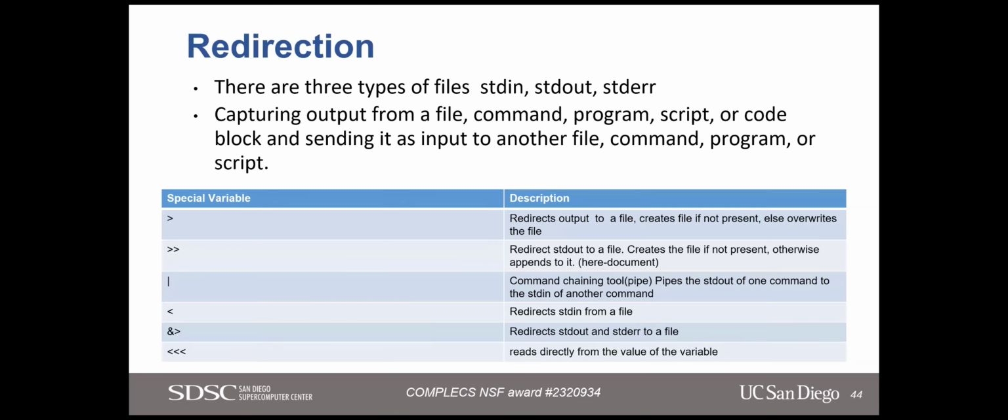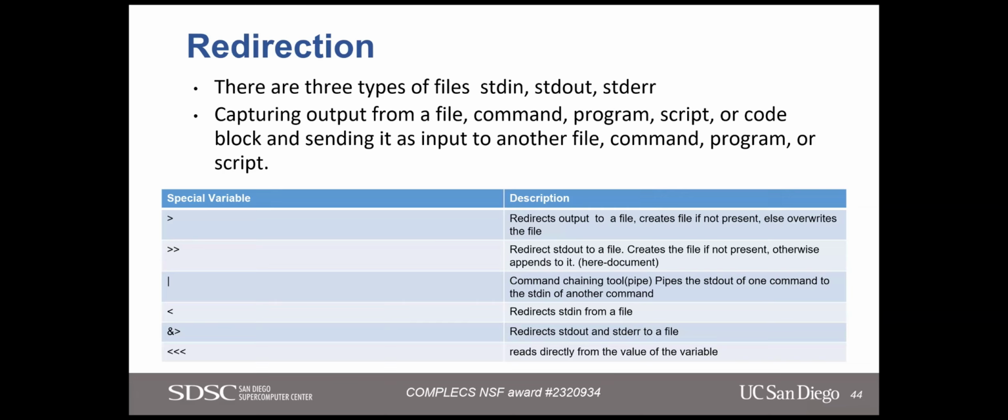There are three types of files that we have: standard in, standard out, and standard error. Standard in is coming from your command line. Standard out is going to the command line. Standard error, I'm sorry, that was incorrect, I apologize. Basically, it's what is being read in, what is being read out, and if there are any errors, those are also read out. You can capture output from a file, command, program, script, or code block by sending it as input to another file, command, program, or script.